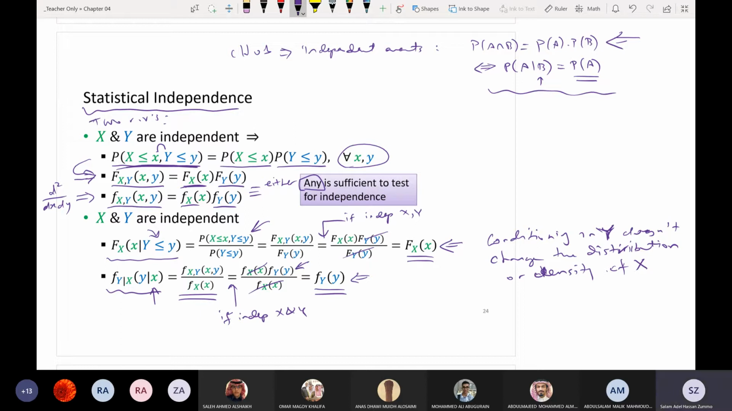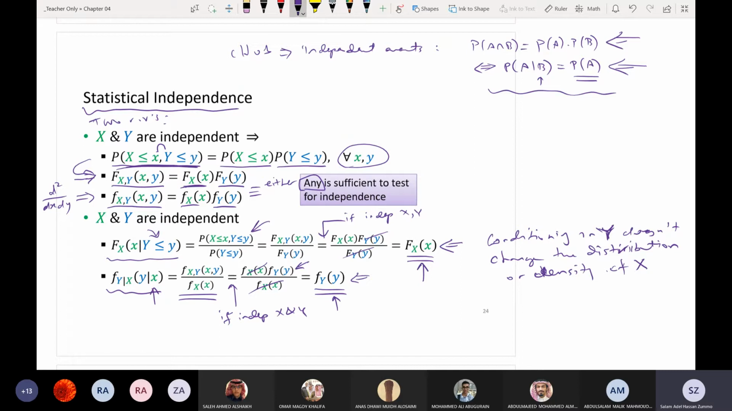Very similar to independent events. Conditioning on B doesn't change the probability of A if they are independent. Then the same thing for x and y independent random variables. Conditioning on y does not change the distribution of x. Conditioning on x does not change the distribution or density of y, and so on. Of course, this is a very powerful statement.